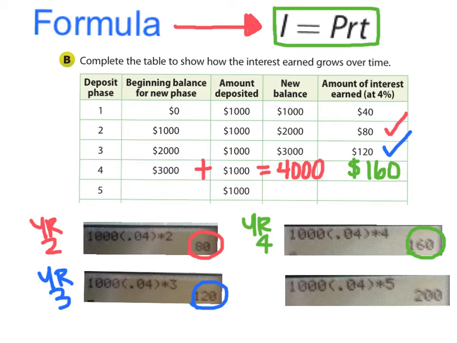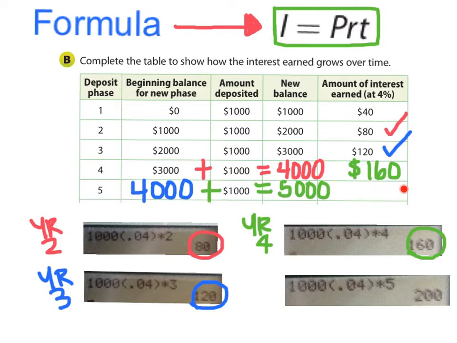Then the last row is missing the beginning balance for year 5. Well, that number is going to be in the row above, what his new balance was at the end of year 4. So I'm going to copy that. He has $4,000 now at the start of year 5. Just like all the other years, he adds $1,000. So now he has $5,000 at the end of year 5.